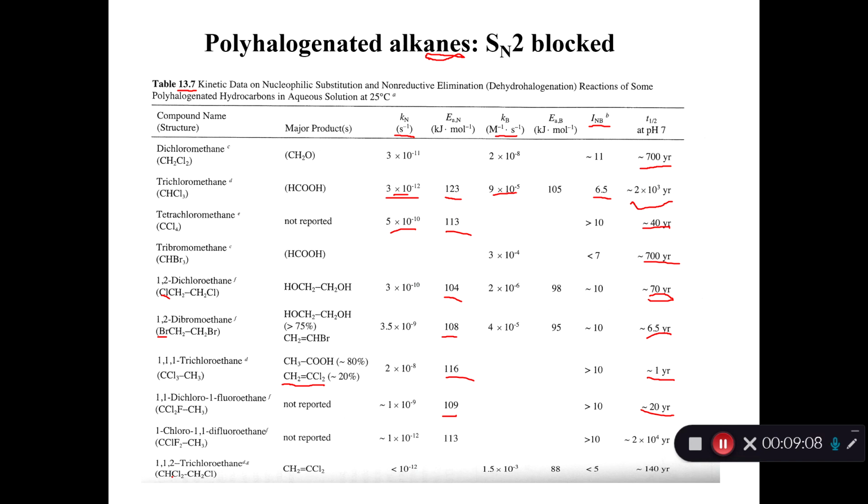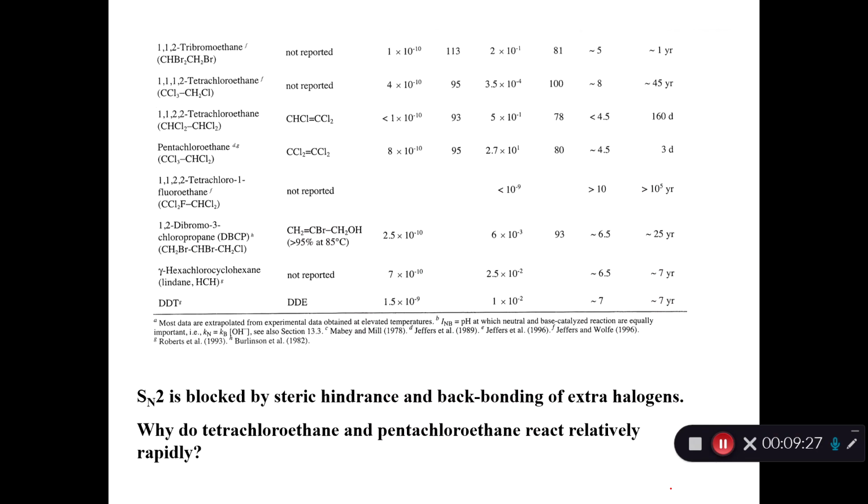And then here's 1,1,2-trichloroethane, and you notice that the main product is 1,1-dichloroethene, or sometimes called 1,1-dichloroethylene. So where did we get that double bond from? That's very strange. Now, this is not a fast reaction, 140 years, but it does happen. So then there's some more examples here. 1,1,2-tribromoethane, very similar chemical, except now bromines instead of chlorines. And it reacts pretty quickly on the time scale of only about a year.